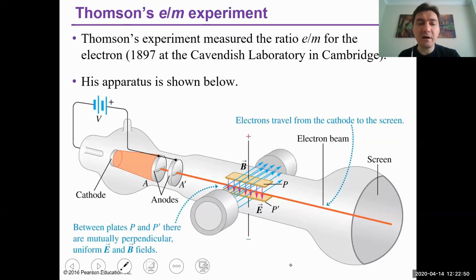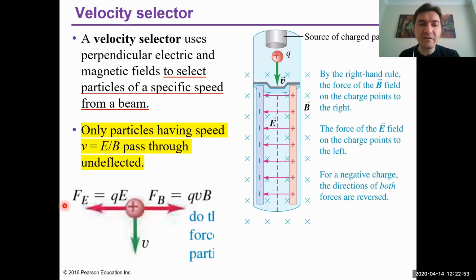So let's consider that this FE and FB are equal to each other. Q cancels that Q. Then velocity V is equal to E over B if they are equal to each other. So only particles having velocity equal to E over B pass through undeflected. So if we have particles with that velocity, they can go through the straight line without deflection.